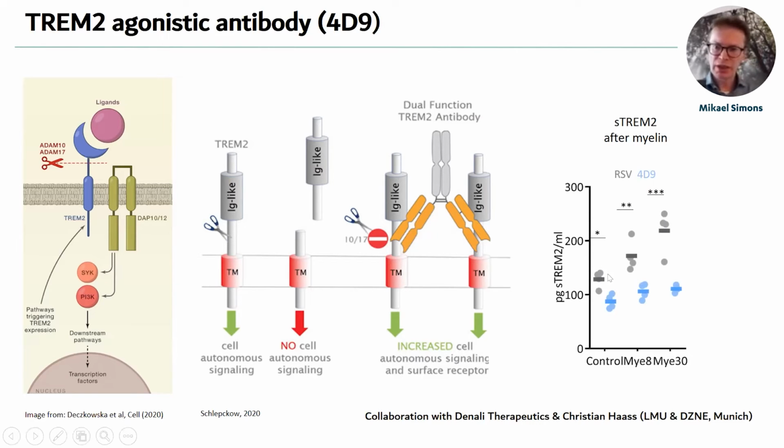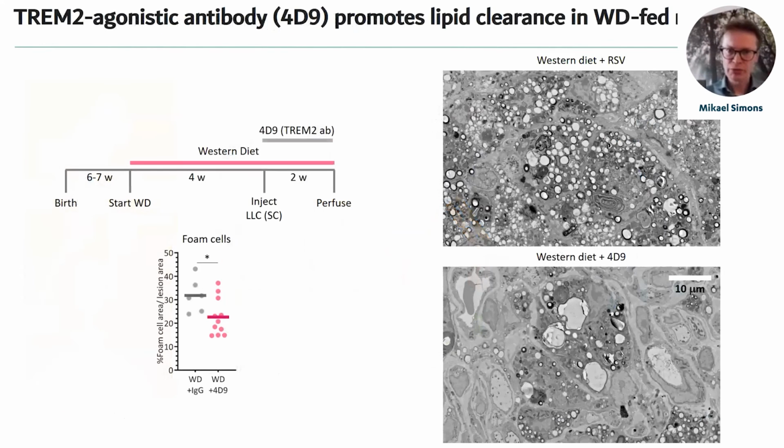So you have here the increasing amount of soluble TREM2 in the supernatant, and here the control antibody. When we use the agonistic TREM2 antibody, we can completely prevent this cleavage. So the antibody was doing what it's supposed to do, and it could also increase the signaling downstream of the receptor. Therefore, we use this antibody in vivo to see, can we improve remyelination in vivo.